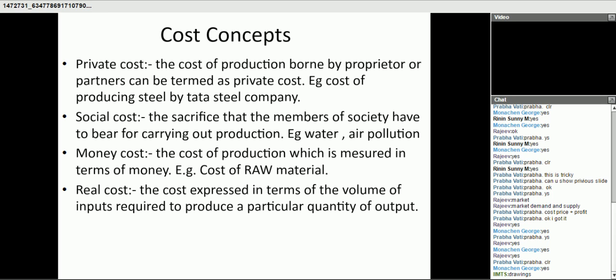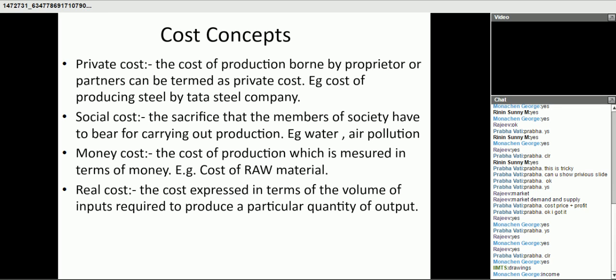What is drawings? Rajiv? Monachin? Prabha? Kelvin? Drawings means not income, Monachin. That means the money that is withdrawn for personal usage. Pocket money, we can say. Pocket money of the proprietor. Instead of taking the salary and all, he takes a monthly drawing. So that is a private cost.